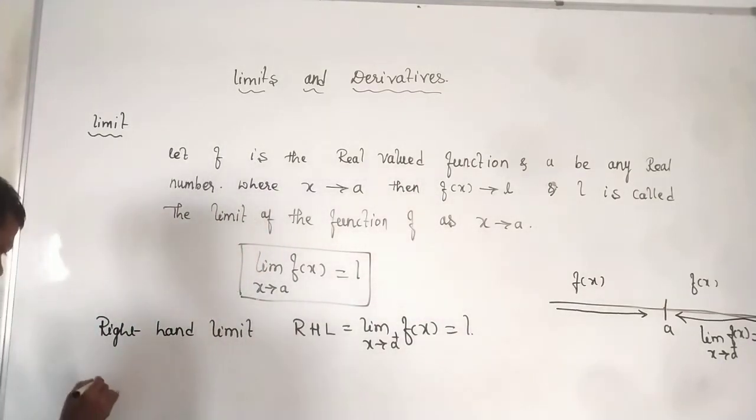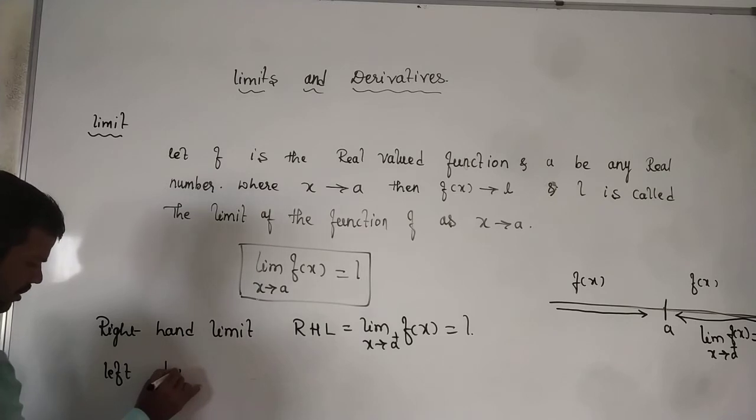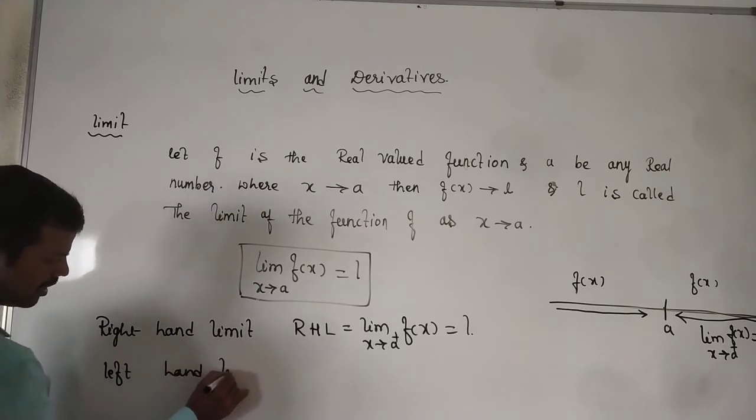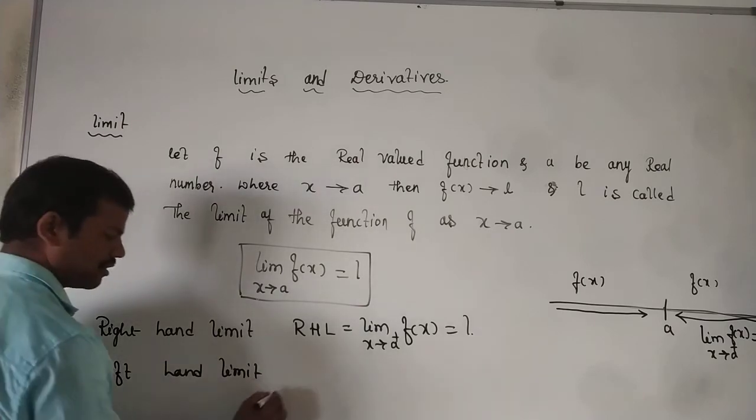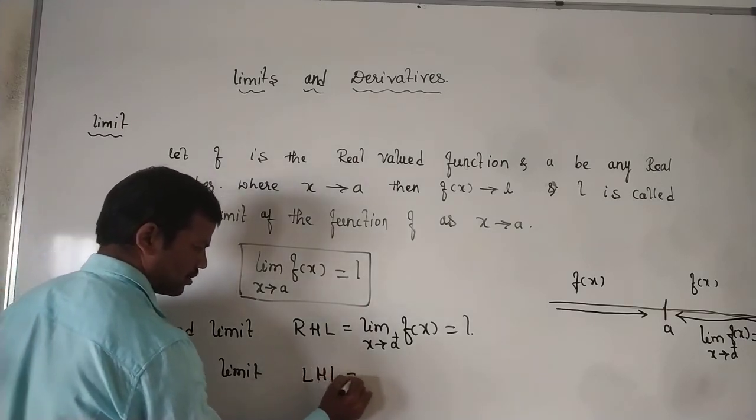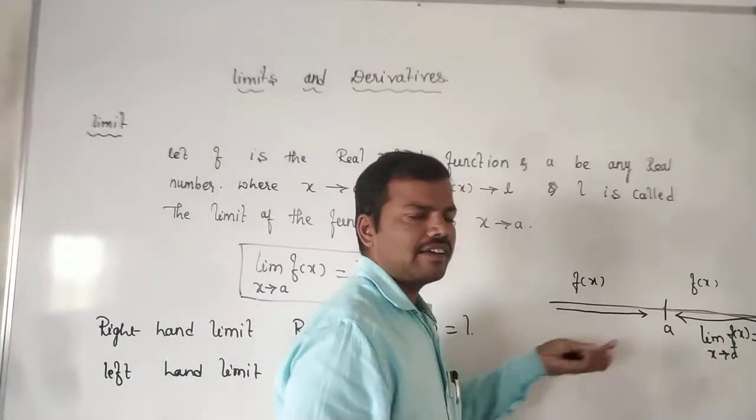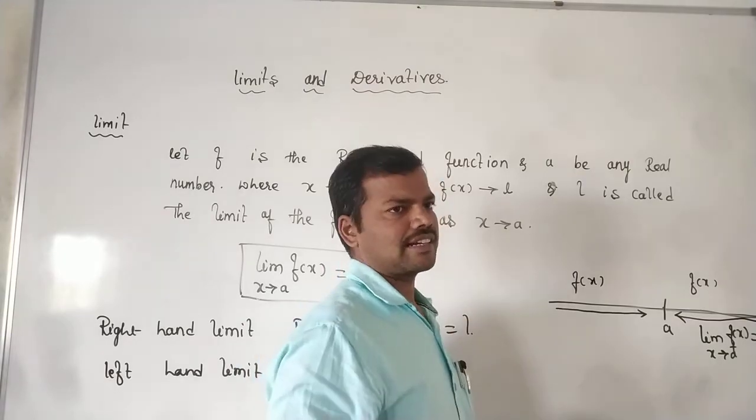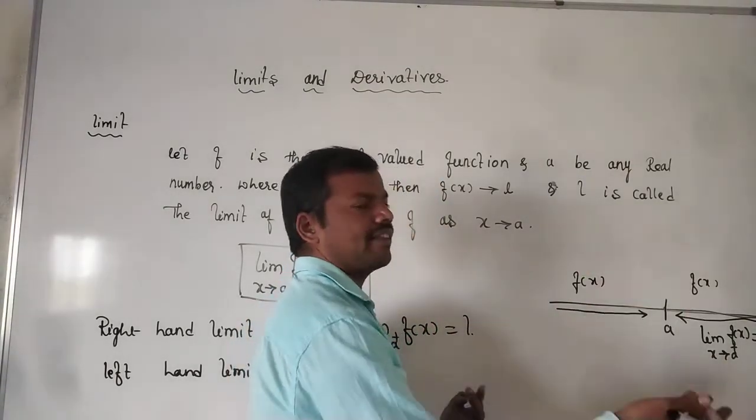Next we come to the left hand limit, which is called LHL. LHL means the left side, less than that. Right side means greater than that.